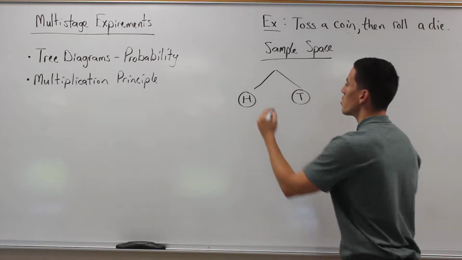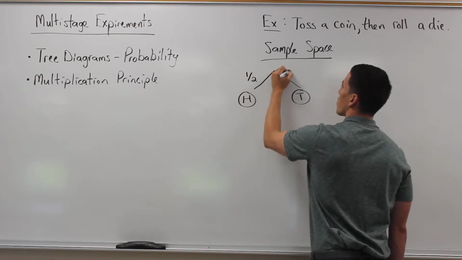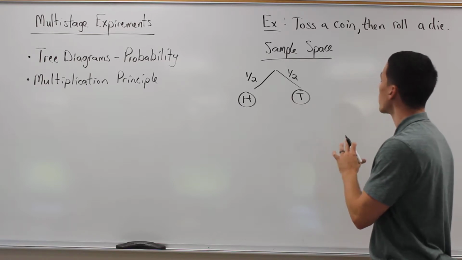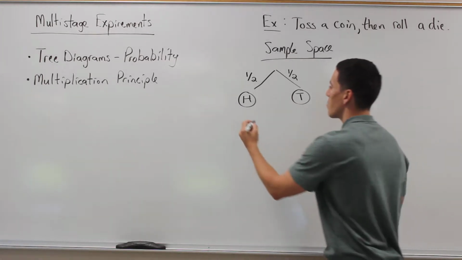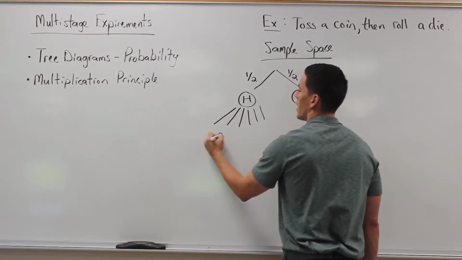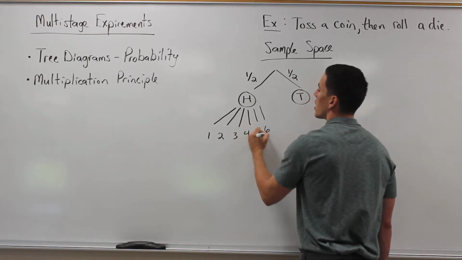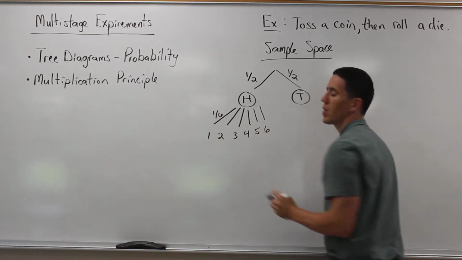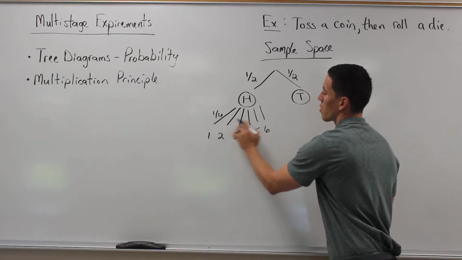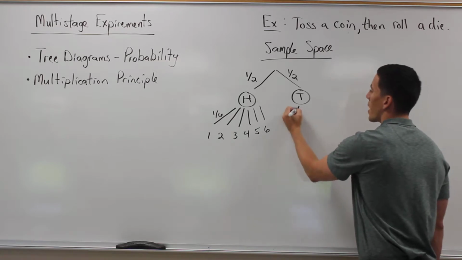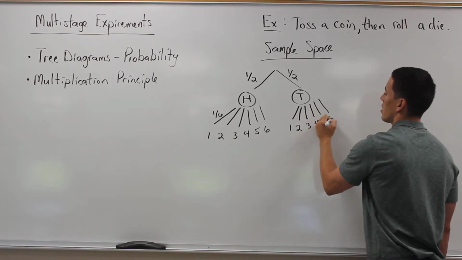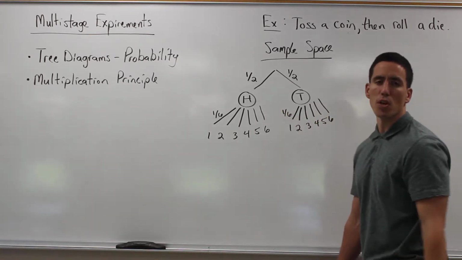Assuming that it's a fair coin, these are both equally likely outcomes. They each have a probability of 1/2. Then, regardless of whether we get heads or tails, when we roll a die, we have the option of getting a 1, a 2, a 3, a 4, a 5, and a 6. Each of these branches in the probability tree has a probability of 1/6 of happening. I'm not going to fill in the rest of these, but all of these branches are 1/6. And then you could imagine that we would have the exact same thing over here, 1 through 6, with each of these being a probability of 1/6.